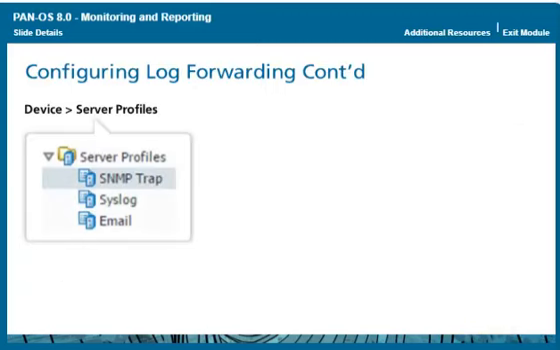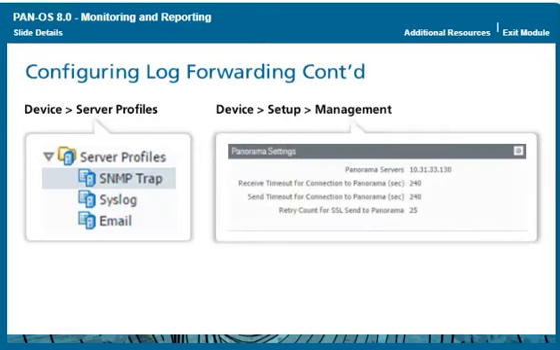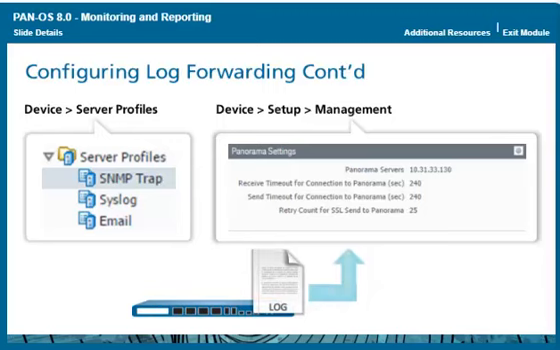Define the server profiles for SNMP trap repositories, syslog servers, and email servers on Device, Server Profiles. Define the address of the Panorama Management Server on Device, Setup, Management. For System, Configuration, User ID, and HIP match logs, go to Device, Log Settings, and select or create additional server profiles.